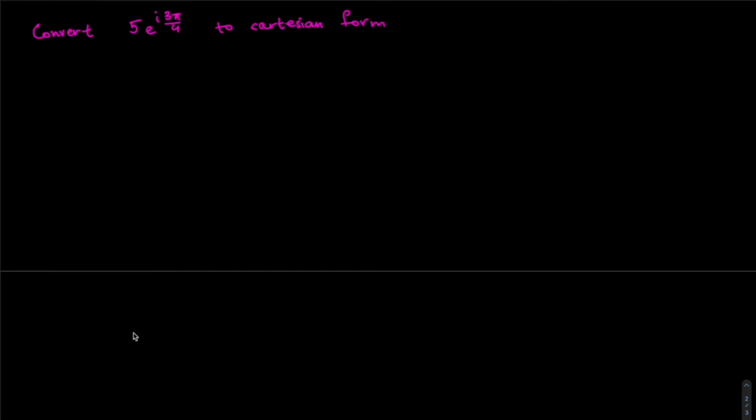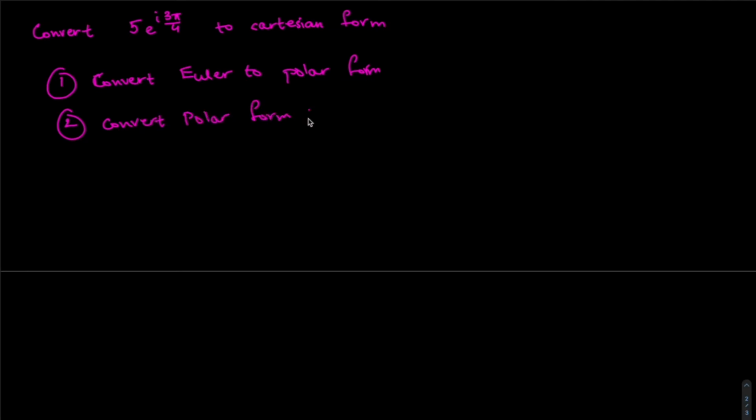All right, so let's look at this example. We have: convert 5 e raised to the power i 3 pi by 4 into Cartesian form. So let's talk about the general process before starting. The first step is to convert Euler form to polar form, and then convert polar form to Cartesian form. This will be the general approach every time you find a question like this.